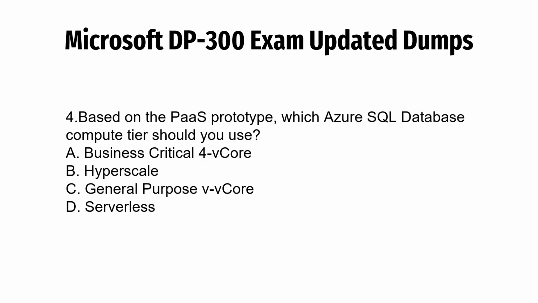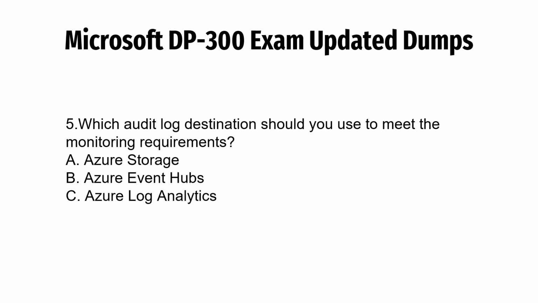4. Based on the PAS prototype, which Azure SQL database compute tier should you use? A. Business Critical 4 vCore. B. Hyperscale. C. General Purpose vCore. D. Serverless. 5. Which audit log destination should you use to meet the monitoring requirements? A. Azure Storage. B. Azure Event Hubs. C. Azure Log Analytics.